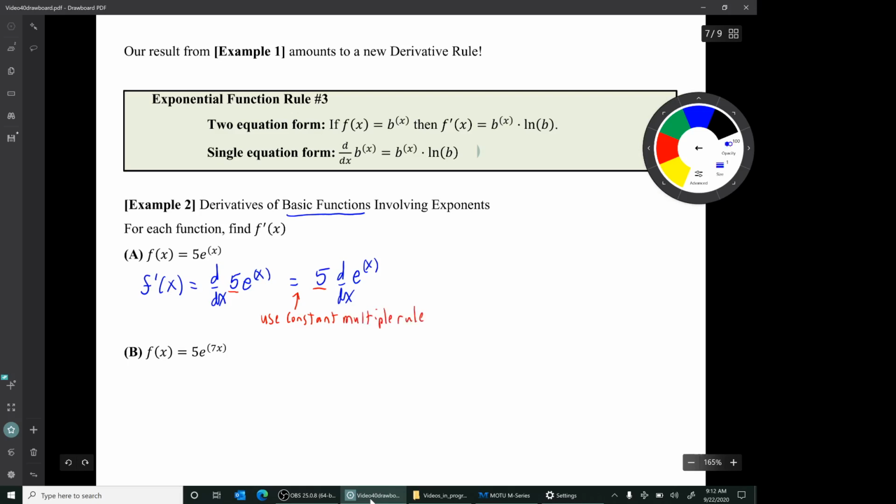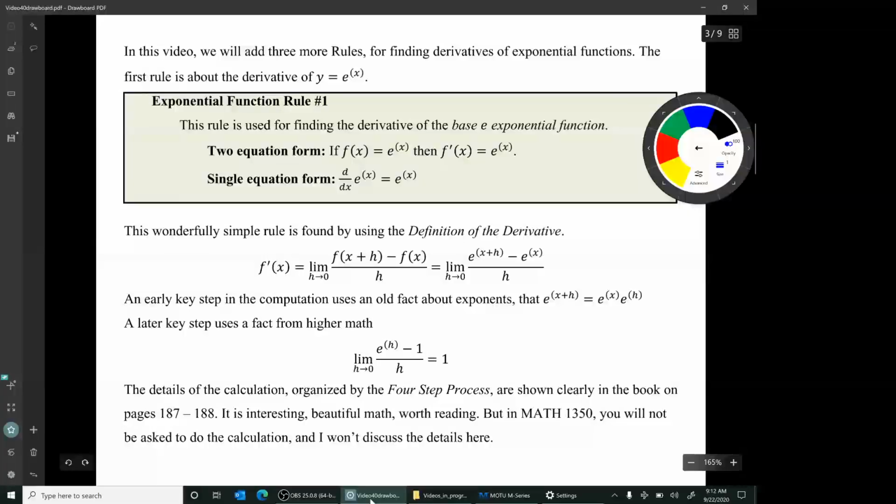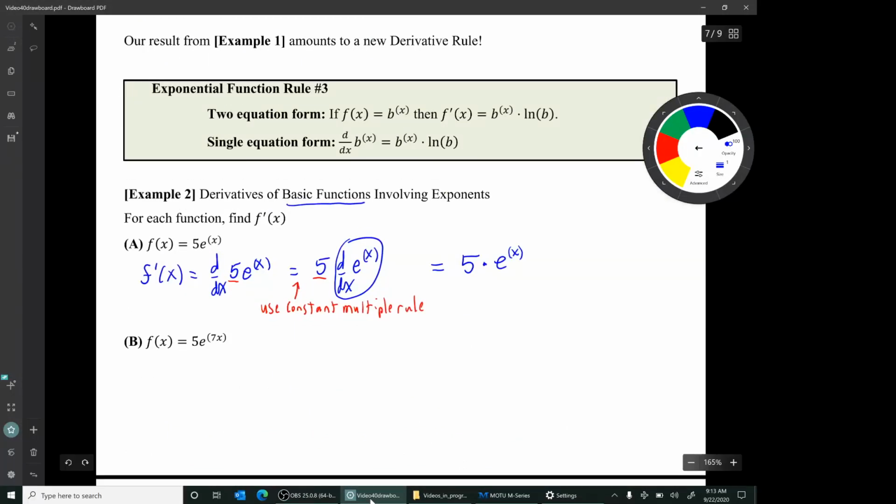The next rule that we use is one of the new ones. Notice here we have the left side of rule number 1. Rule number 1 says that that expression equals this expression. So rule number 1 has a left side and a right side. The left side of the rule has the d over dx symbol. The right side of the rule just has the function. So that rule says anytime you have one of these, you can replace it with one of these. And that's our result. F prime of x is 5 times e to the x.